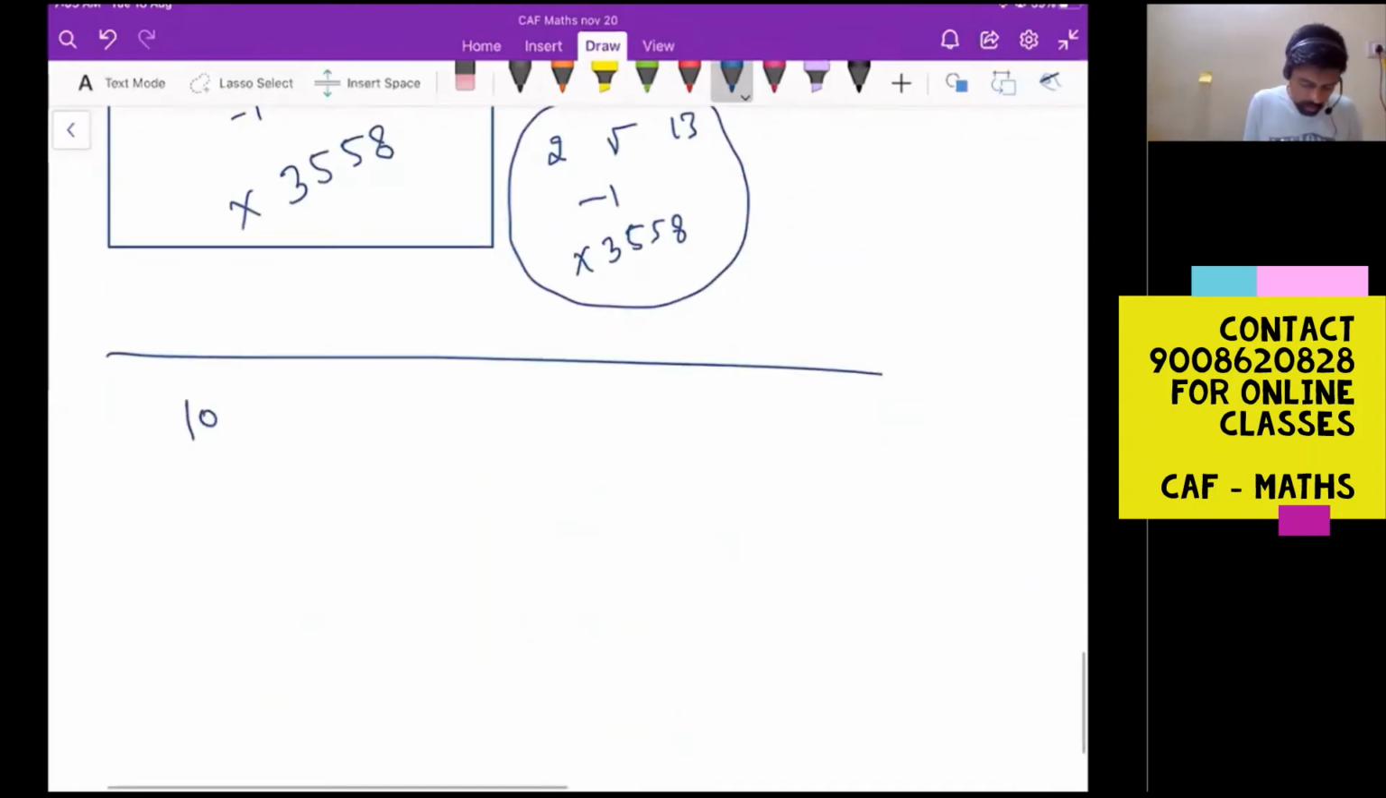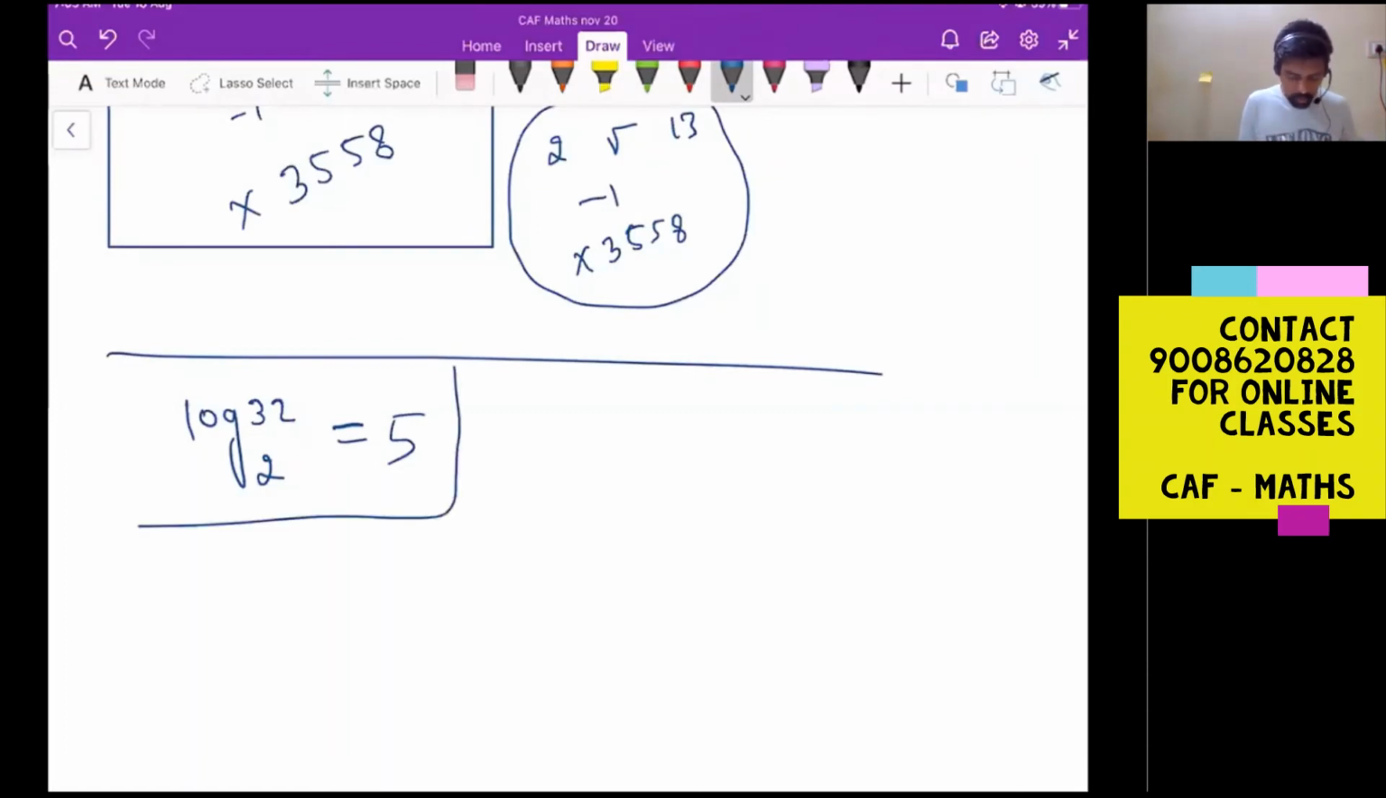Again, tell me, what is the value of log 32 to the base 2? Correct. Just now we did. Good, 5. So what do you mean by log 32 to the base 2? What should be the exponent for 2 such that the number becomes 32? Correct. The exponent should be 5. So 2 to the power 5 is 32.